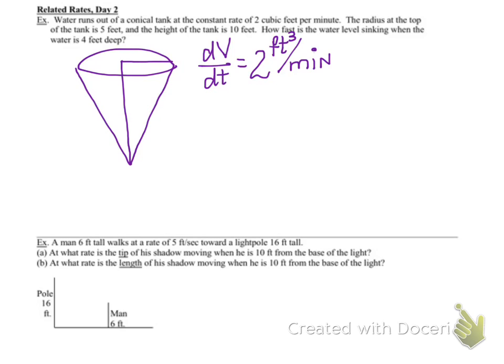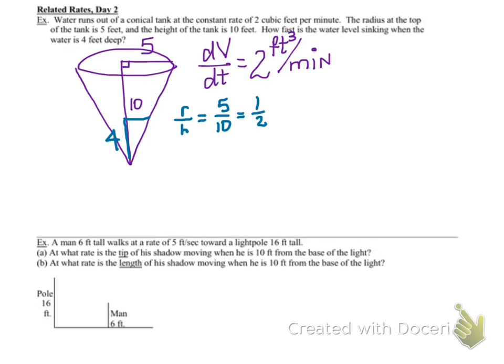The radius at the top of the water is 5 feet, and the height of the tank is 10 feet. Now this has some interesting implications, and it always creates confusion later on. This means that the radius to height ratio is always going to be 5 to 10, or 1 to 2. How fast is the water level sinking when the water is only 4 feet deep?